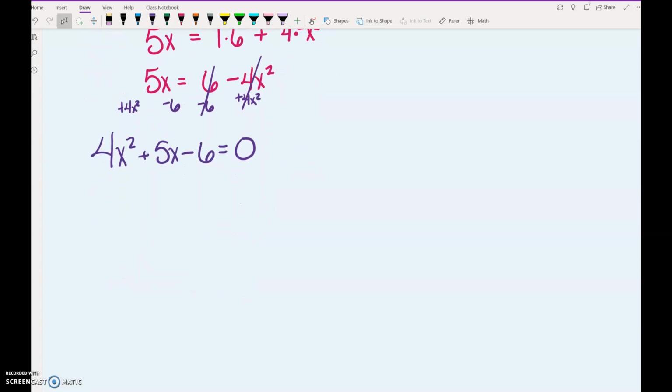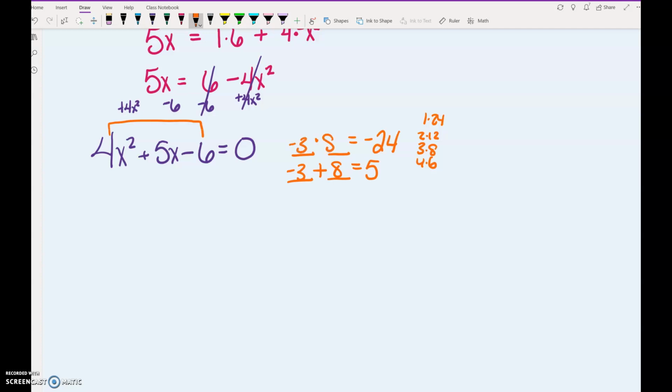Do you remember how to factor this type of problem? Multiply the front and the back. 4 times negative 6 is negative 24. And we need to add up to 5 in the middle. Yeah, 1 times 24, 2 times 12, 3 times 8, 4 times 6. It's negative 3 and positive 8. That 5x splits into those two numbers.